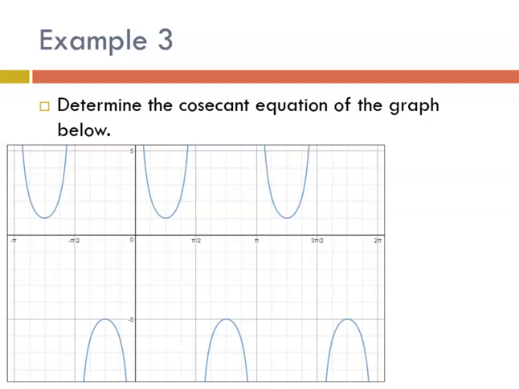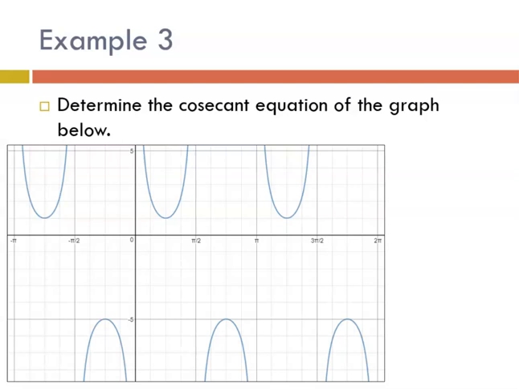There are many ways to come up with a correct equation, and your neighbor could have a different answer than you. But if it does tell you to give a specific equation, do make sure that you are giving that specific one. So in this case, you're told to determine the cosecant equation of this graph. So we're going to make sure to give the cosecant equation.